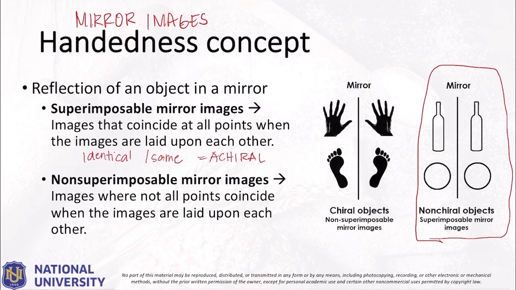While non-superimposable mirror images, these are images where not all points coincide when the images are laid upon each other. Meaning, you can distinguish kung alin yung mirror image, no? They are not identical and they are different.